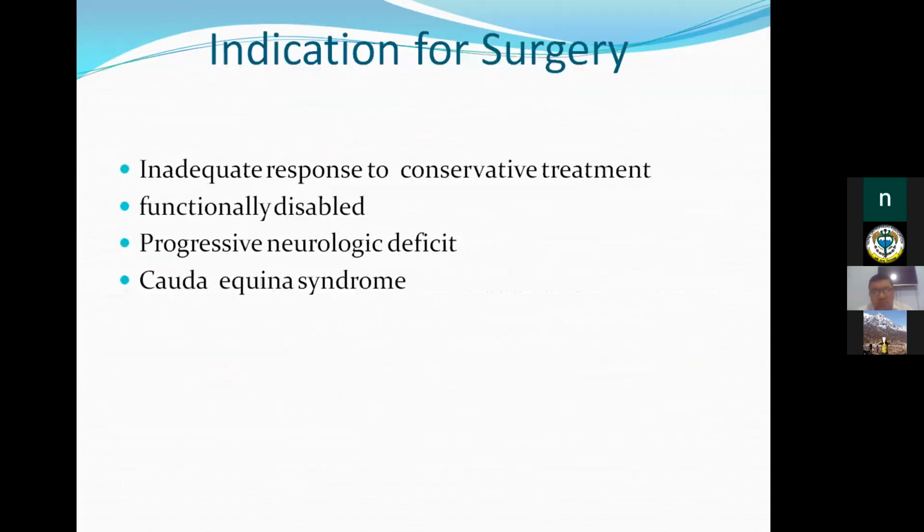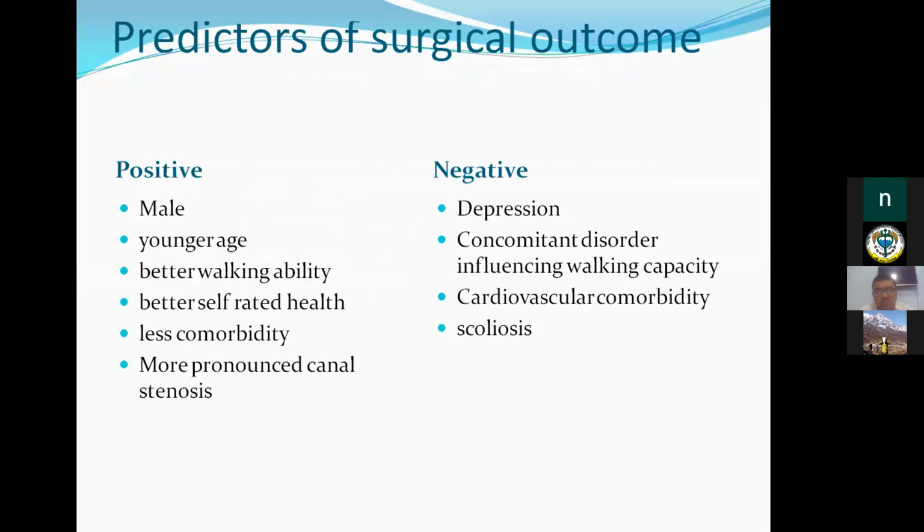So what are the indications for surgery? Though there is no high level of evidence, still for most patients we start with conservative treatment, and if there is inadequate response, then the patient may need surgical management. Other indications are a functionally disabled patient, progressive neurological deficit, and cauda equina syndrome. In cauda equina syndrome, there is no role of conservative treatment, so we go straight to surgical management.